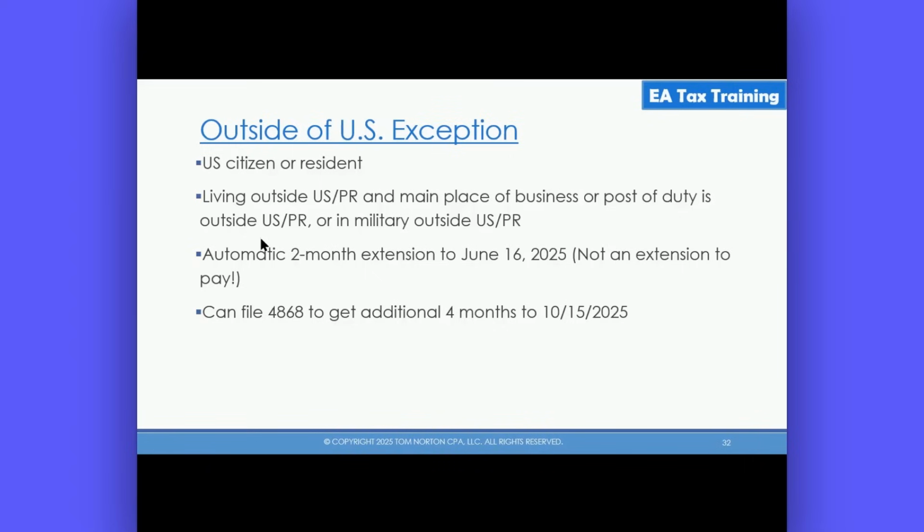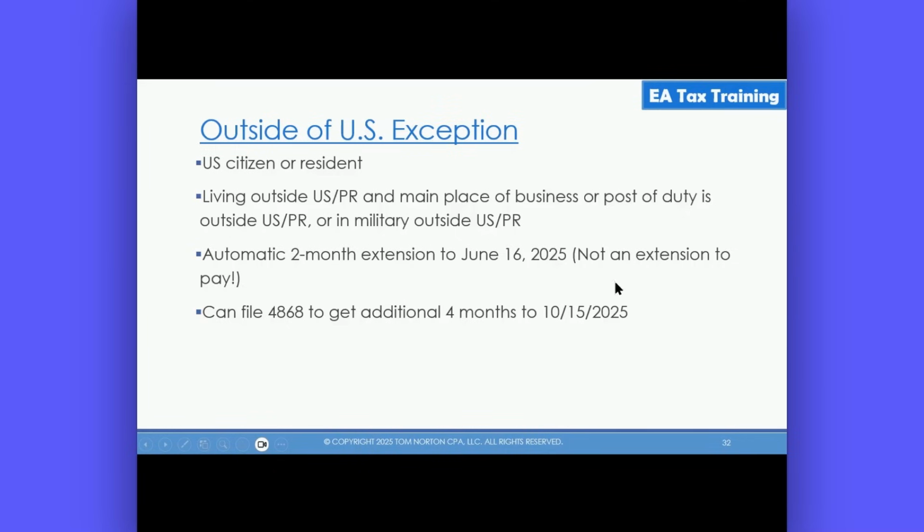It's not even that you're traveling on business. Let's say you're traveling on business to Australia on April 15th. Well, that does not qualify for this exception either. You need to actually be living outside the US and your main place of business is outside the US. So if you are living in Australia for work, because that's where you are now working, that's your place of business, then you would qualify for this exception. So if you meet that criteria, then you don't even have to file a form. You automatically get this 2-month extension.